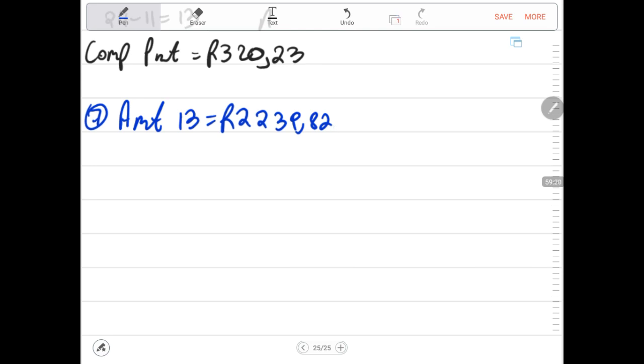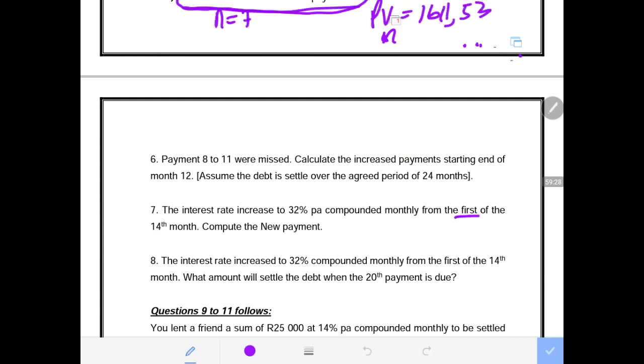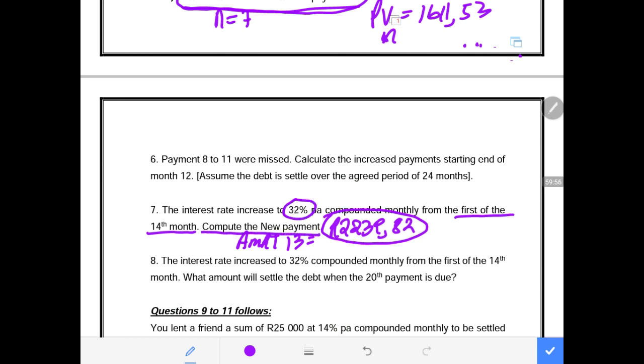That means a day before the change in the interest rate, because the interest rate changed on the beginning of the 14th month, on the first day of the 14th month, meaning just after this balance of 2,239 Rand 82 cents, where we set amort 13. This is what we got. So now this is exactly the balance just a day before the change in the interest. So now if this is the balance that we owe presently, we need to calculate the new payments, because the interest rate now from the 14th payment is no longer the same.